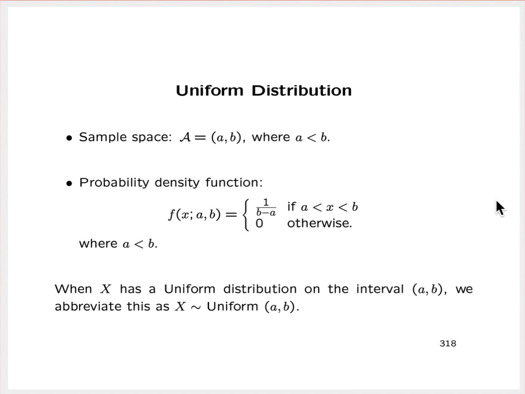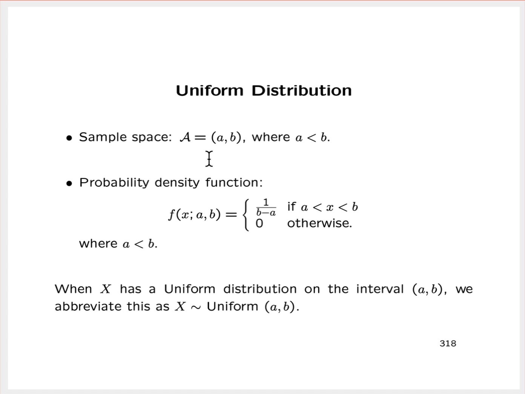Now, in this lecture, I'm going to look at the uniform distribution, in particular, the continuous uniform distribution. The sample space of this distribution is an interval. That is why the random variable that has this kind of a distribution is called a continuous uniform distribution as opposed to a discrete uniform distribution.